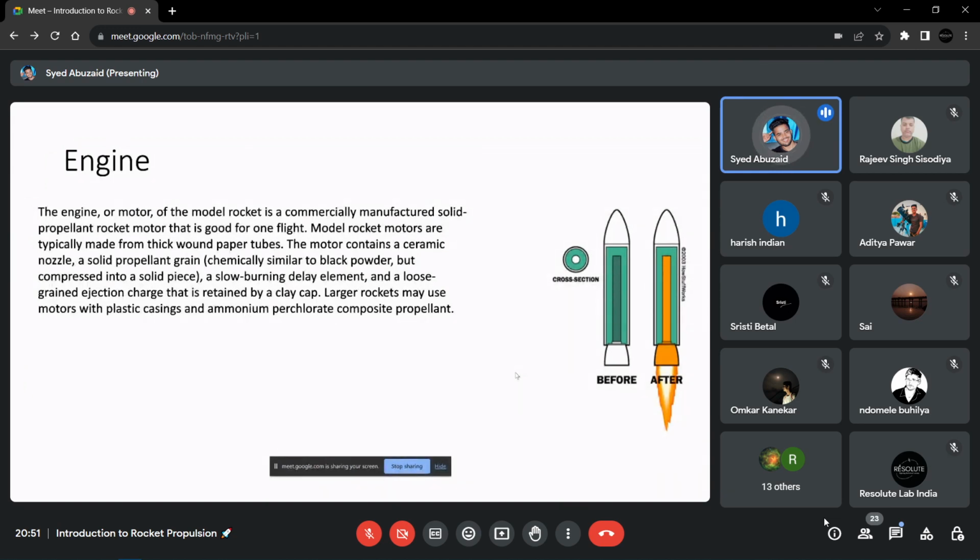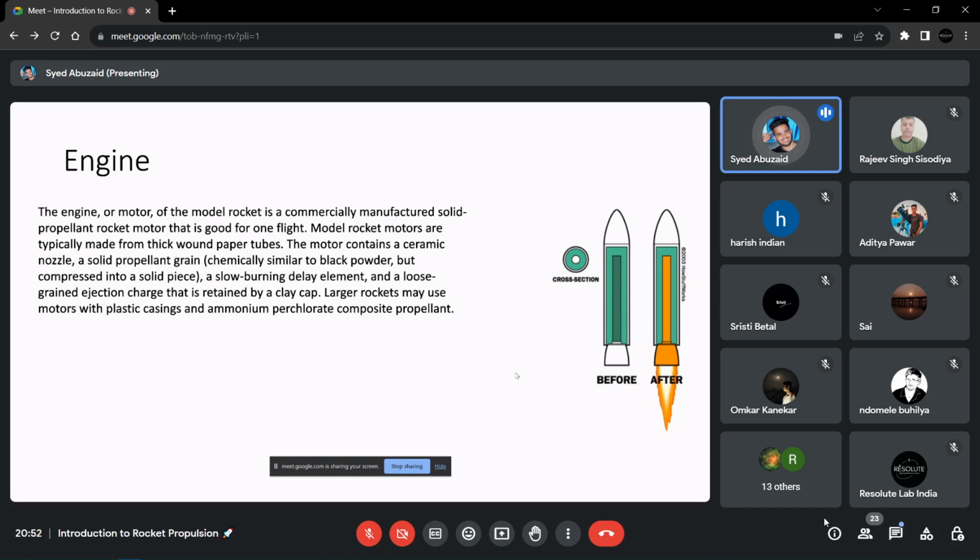Okay, so the model rocket engine or motor is a commercially manufactured solid propelled rocket motor that is good for one flight. I have already told you that for the first stage it is very good because it produces a very high amount of thrust. Model rocket motors are typically, that means the shape and the engine of the solid rocketry, also called rocket motors. The rocket motors are typically made from thick wound paper tube. I'm just trying to speak about the scale rocket. They use paper tubes because paper is an insulator that does not pass the heat from the above layer of the rocketry.